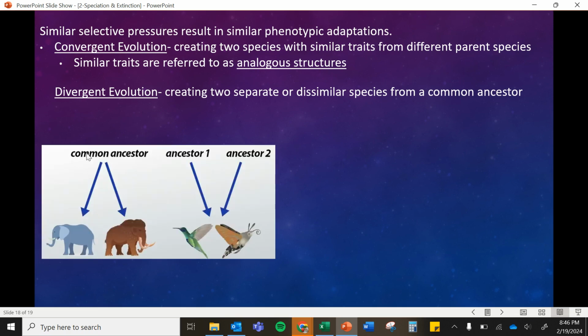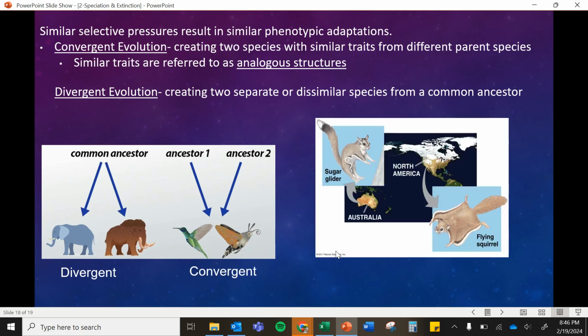Okay, so this is showing here where we have a common ancestor and then they split into two species. This is speciation that we've been talking about, but we can have organisms that have similar features and it not be from a common ancestor, like the example that's convergent evolution.